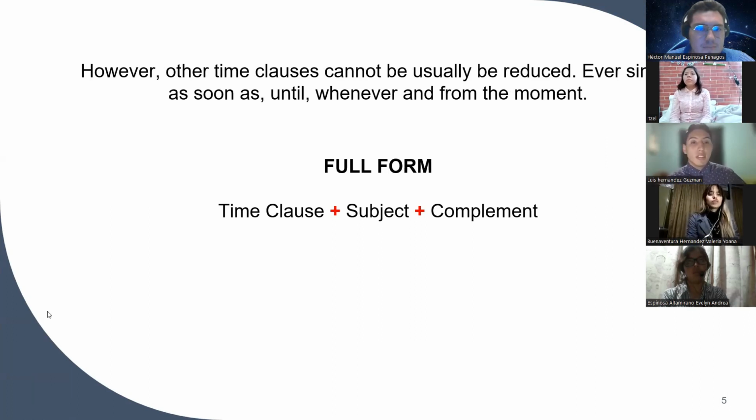However, other time clauses cannot usually be reduced: ever since, as soon as, until, whenever, from the moment. The full form is time clause plus subject plus complement.